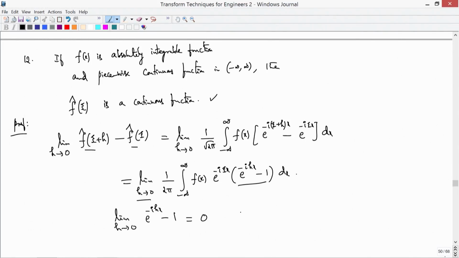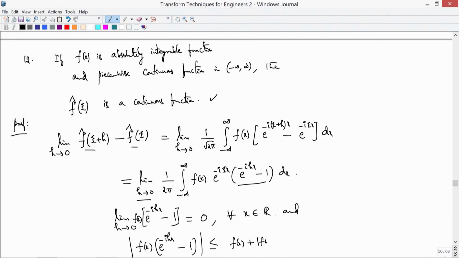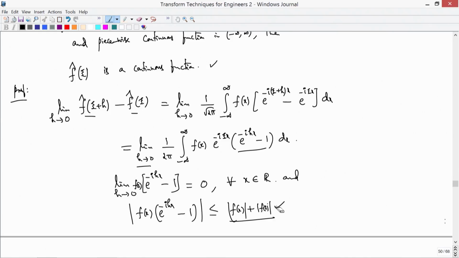So, what we do is, you have to show that this is dominated by some function, which is maybe modulus of this plus 1. If you choose 2, which is not integrable, what you do is you try to choose f x, any f x, this is true for every x belonging to R. Then what you have is f x times e power minus I h x minus 1, this is dominated by modulus f x plus modulus f x. This is because f is an absolutely integrable function. So, the integral of this is 2 times mod f x, which is an absolutely integrable function. So, you have it dominated by this.